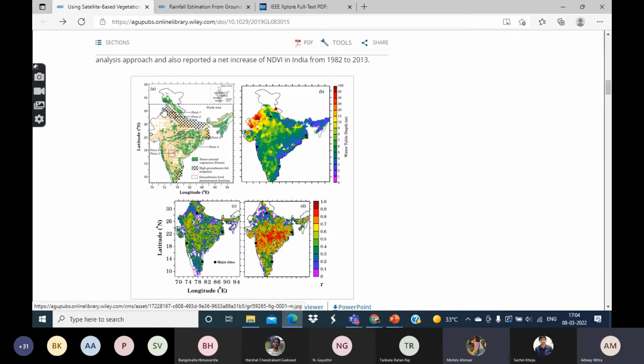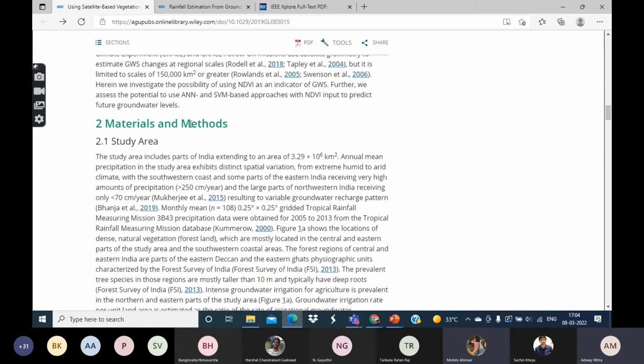But here in these regions, the groundwater is actually being utilized to sustain the agriculture. So the more the agriculture happens, the less will be the groundwater. So that is why there is very less correlation in these regions between what is estimated through NDVI and what is the actual groundwater level. So that is the whole argument.